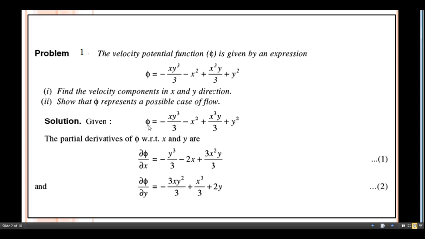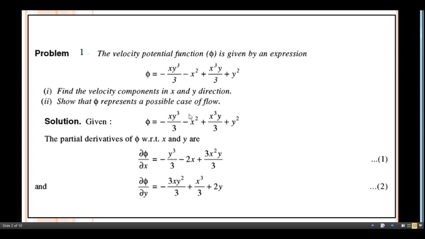So first of all, write down the given data: phi equals minus xy cube by 3 minus x square plus x cube y by 3 plus y square. The partial derivatives of phi with respect to x and y are: ∂phi/∂x equals, you should just differentiate this term with respect to x. If I differentiate this term with respect to x, the derivative of x is nothing but 1, so this term will remain as it is.